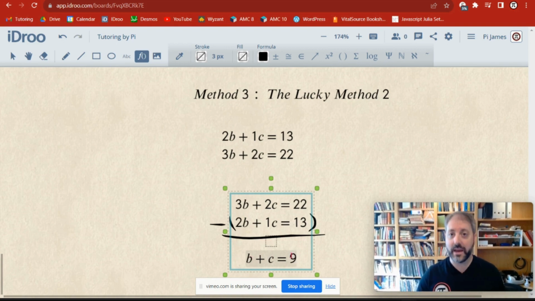So, I've shown you 3 methods. The way you choose is, well, of course, up to you.